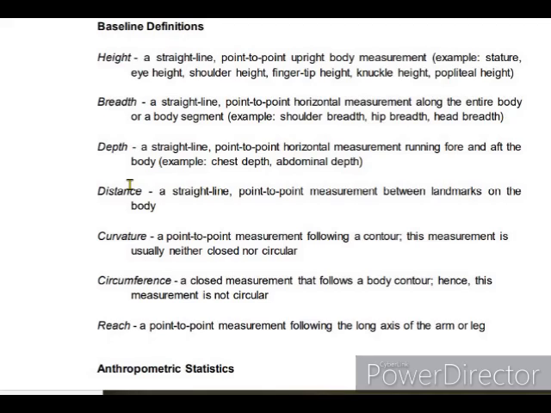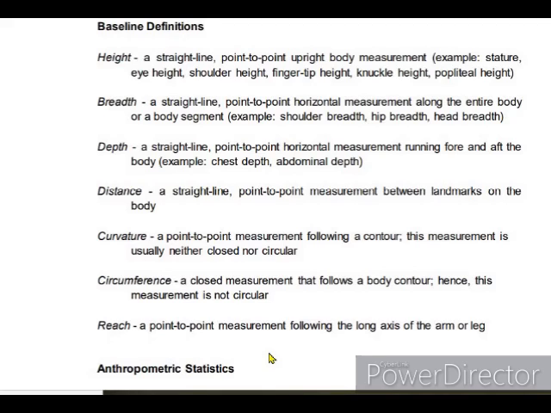So when you say curvature, it involves some contour for the shapes of the body. That is why it involves a contour. Next, circumference, a closed measurement that follows a body contour. Hence, this measurement is not circular. Why is it not circular? Because it follows a body contour. Maybe a body contour is not circular. So different individual, different contour.